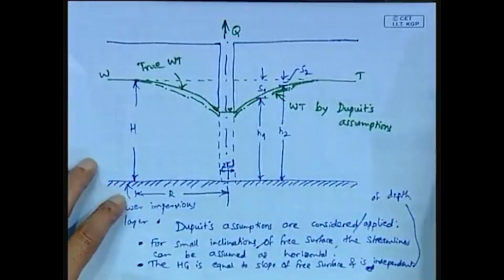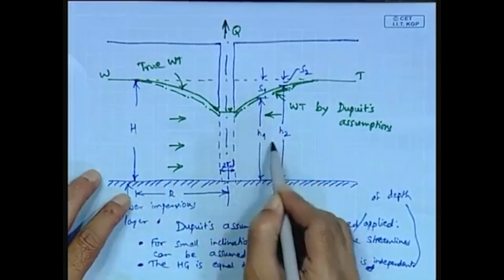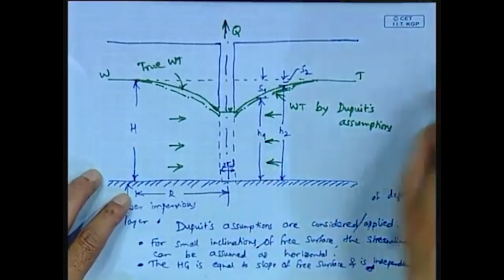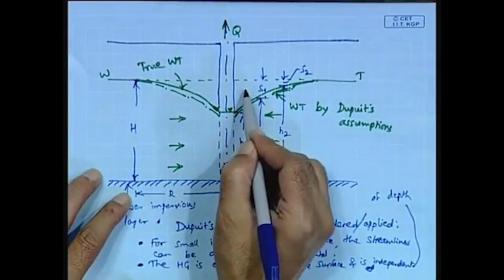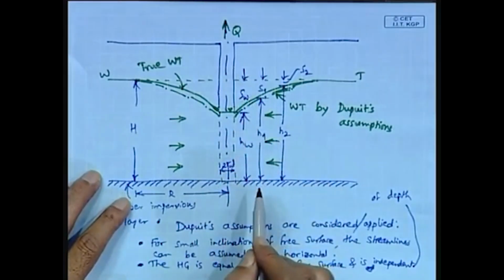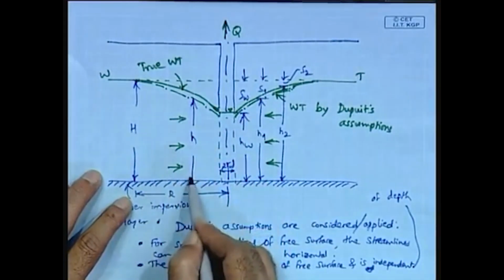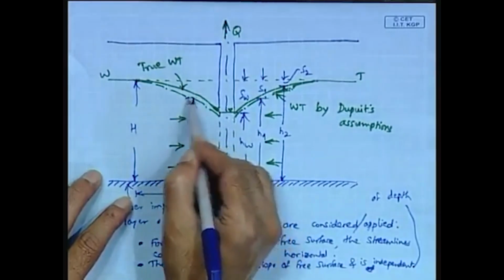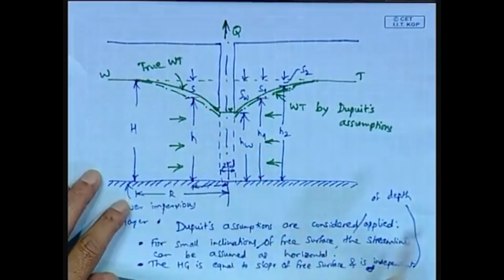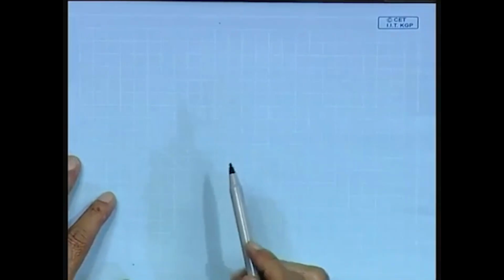So, let me show you the flow that is radially into the well, and here this is HW and this is SW, and at any general point this is H at a distance of R from the well axis, the drawdown is S. Okay. So, now we will derive the expression for this steady flow.